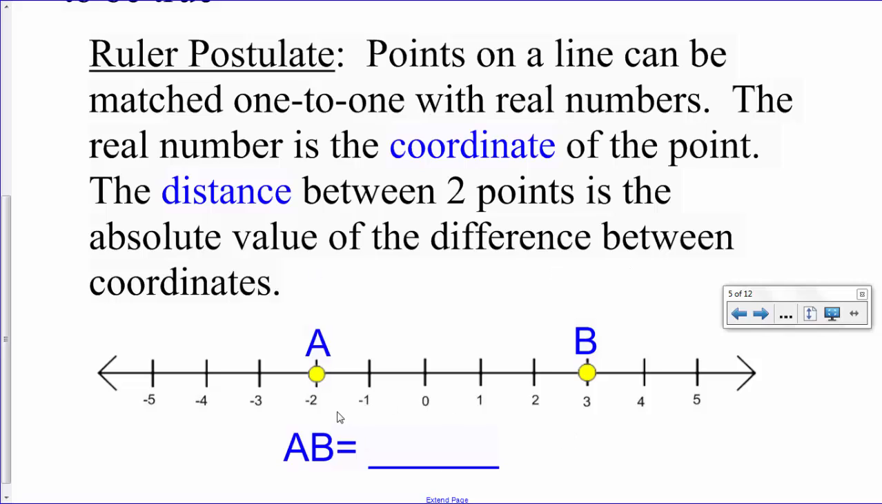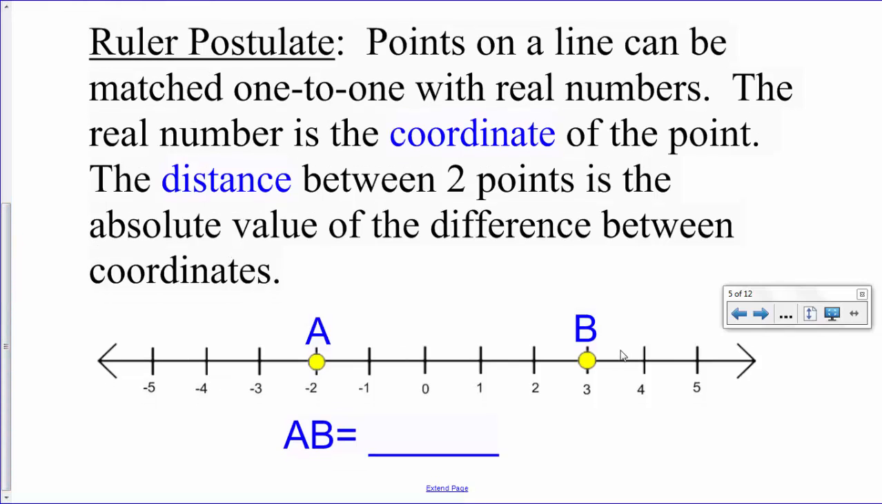This example shows us that we can simply count the number of spaces from A to B, and that will give us the length of the segment. The other thing that we can do to find the length of the segment is subtract the 2 measures, and then find the absolute value of 3 minus a negative 2. Minus a negative becomes plus a positive. Our distance, as we can see by looking at it and by the calculation, is 5.